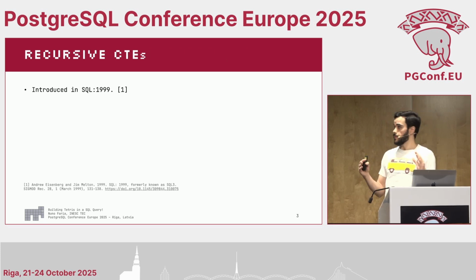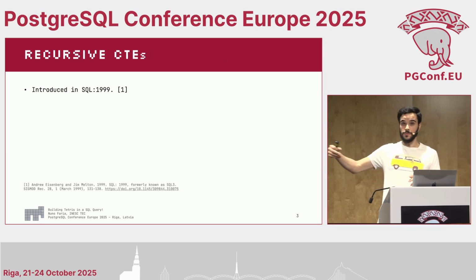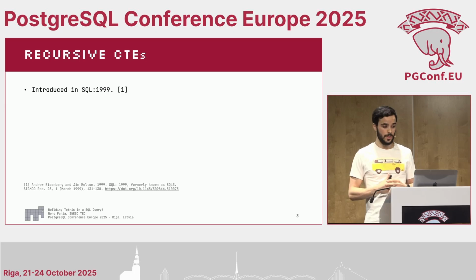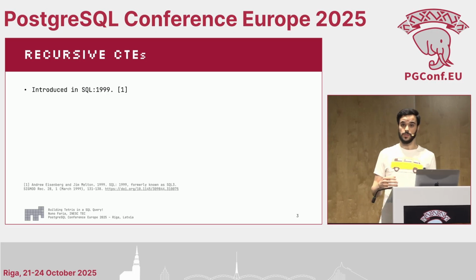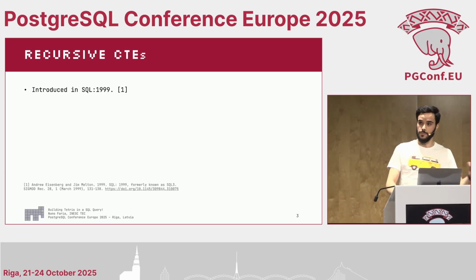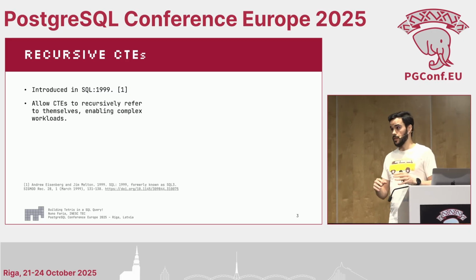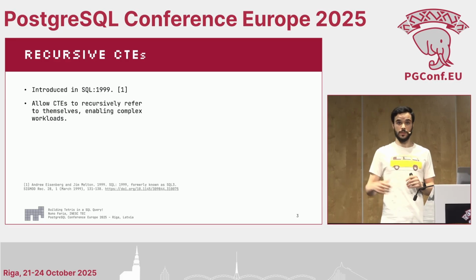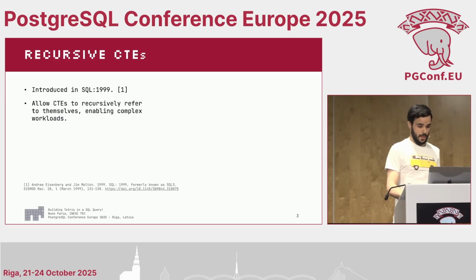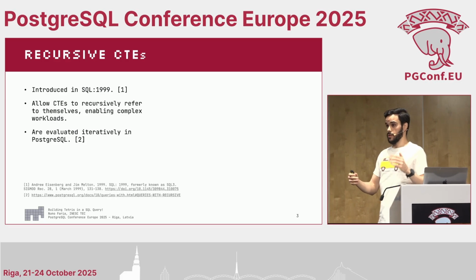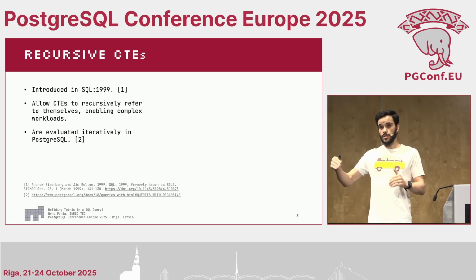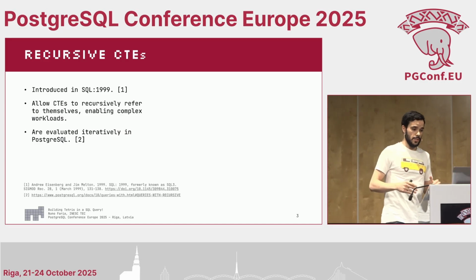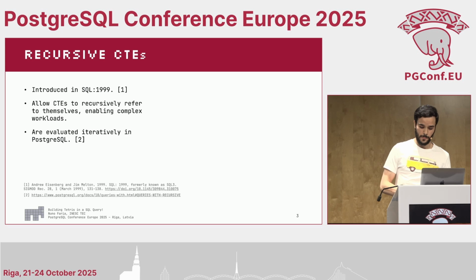Now, one feature of these CTEs is that they can also refer to themselves, and this is known as recursive CTEs, which have been in the SQL standard as long as the regular CTEs. By doing so, they allow us to specify workloads which would otherwise not be possible directly using SQL code. And just as a side note, even though they are called recursive CTEs, in Postgres and many other systems as well, they are evaluated iteratively.